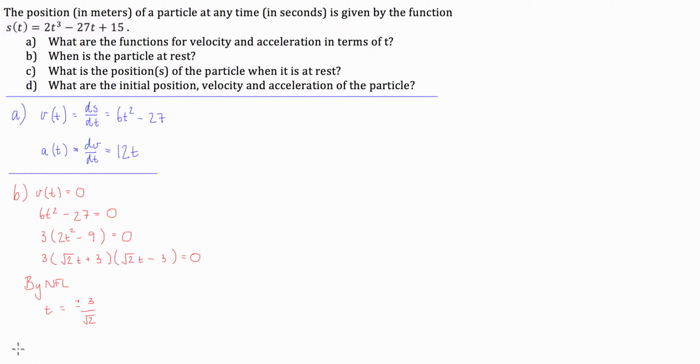So we can just write, therefore, v of t equals 0 when t is equal to 3 divided by square root 2 seconds. Great. So that's the sort of the solution for part B.